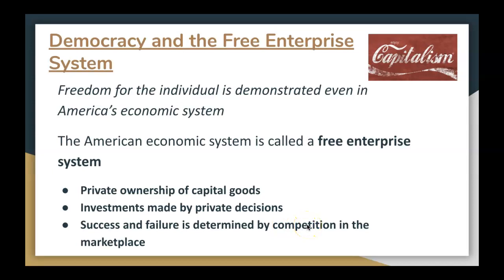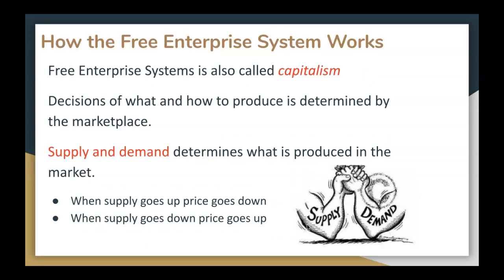In a nutshell, that is what capitalism is. How the free enterprise system works. So basically, when we talk about the free enterprise system or capitalism, we're talking about the decisions of what to produce and how to provide it to the people in the marketplace. Supply and demand determines what is produced in the market. When the supply goes up, the price goes down, and when the supply goes down, the price goes up. This relationship of supply and demand is a give and take relationship.